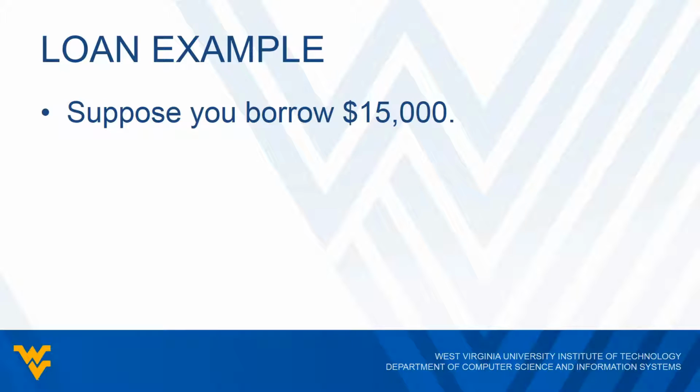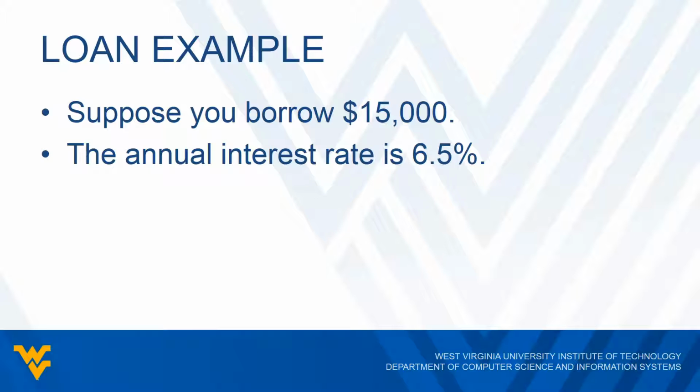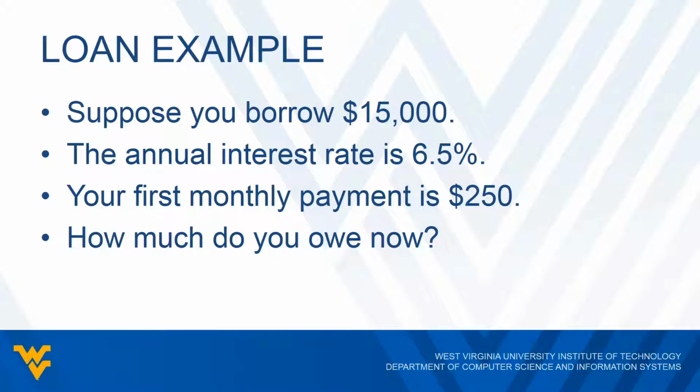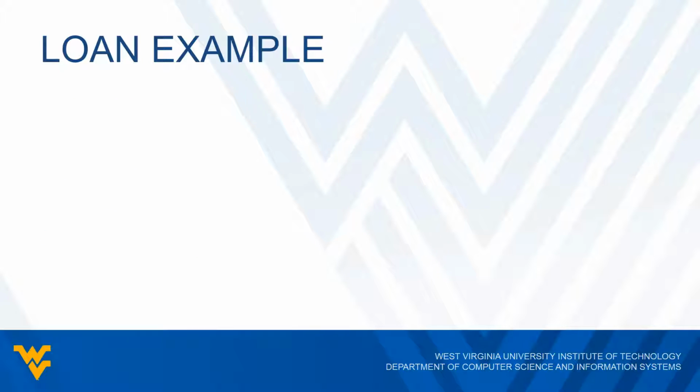Let's suppose we borrow $15,000, and let's say that the annual interest rate is 6.5%. So we'll say that the first month we'll pay $250. The question we want to ask now is, what is the new balance, or how much do we owe after paying the $250? The answer isn't just taking the $250 and subtracting it from the $15,000. We have to factor in this interest rate.